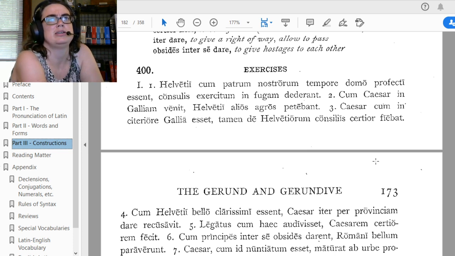Caesar cum interiore Gallia esset, tamen de Helvetiorum conciliis certior fiebat. So we have a tamen in the main clause. So the cum we're going to translate as although. So although Caesar was esset, more quickly in Gaul.